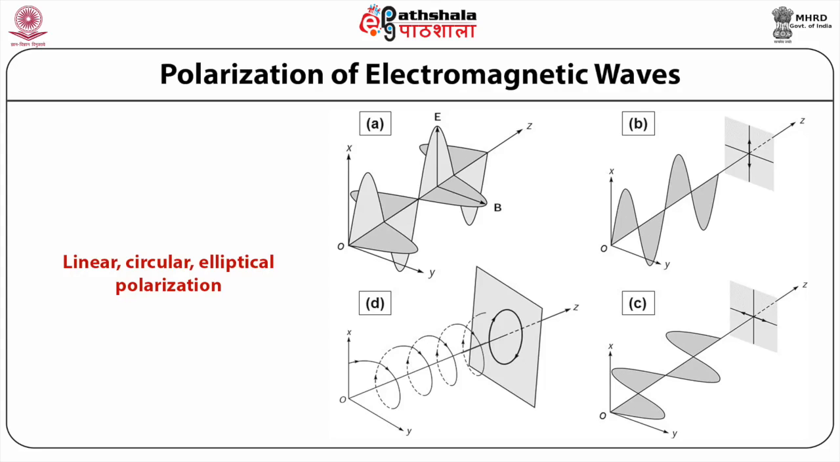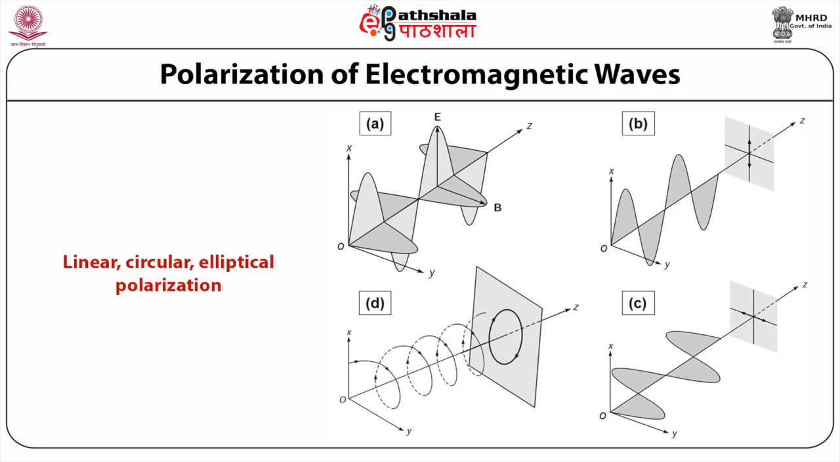In picture B, in the same fashion, we have again the same picture which was shown in A, but here we are not showing the B component of the light. Here we are showing only the electric field component, and the electric field component is oscillating in the XZ plane. So this is X polarized light.